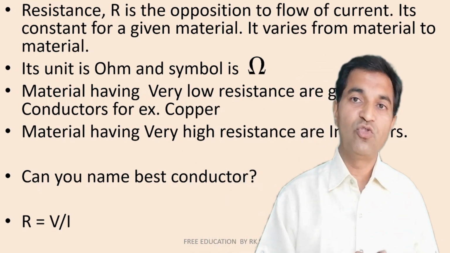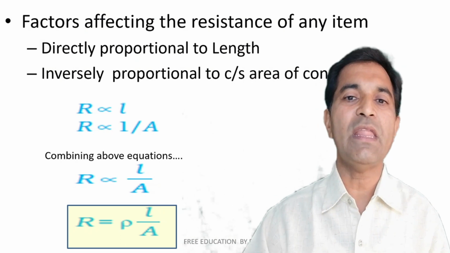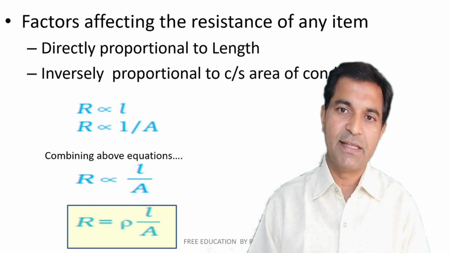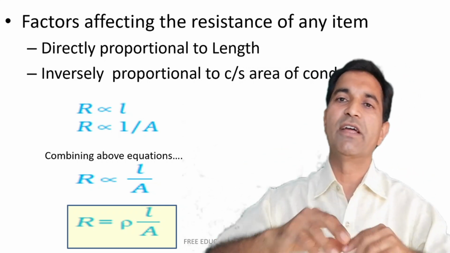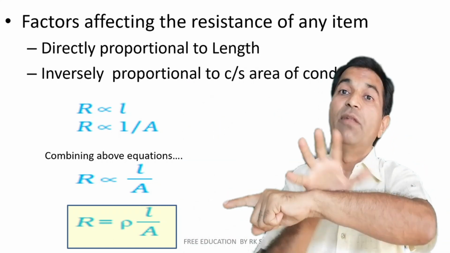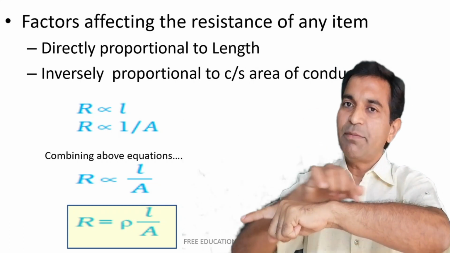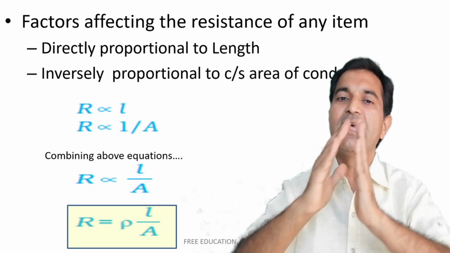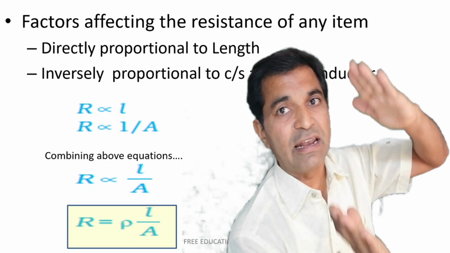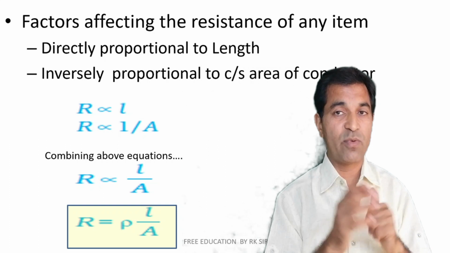Anyway, again I am reminding you, you will have to remember this equation, R is equal to V by I. Now, factors affecting the resistance of any item. As I already said, resistance is opposition to current. So longer the conductor, longer will be the resistance. Technically, we may say it is directly proportional to length, means longer the length, higher the amount of resistance will be there. And if we are providing a larger path, then it is inversely proportional to cross-sectional area of conductor.